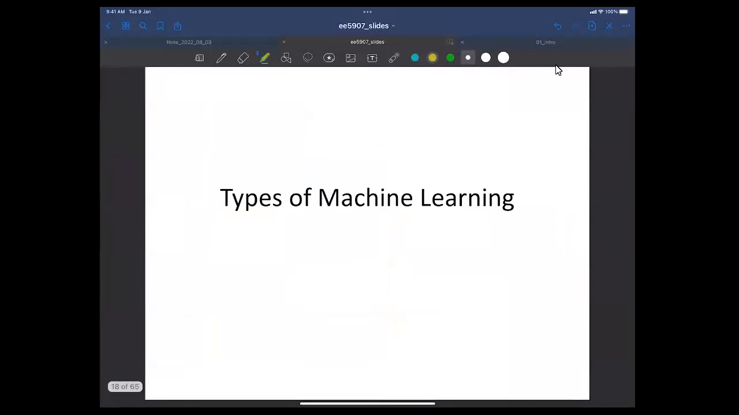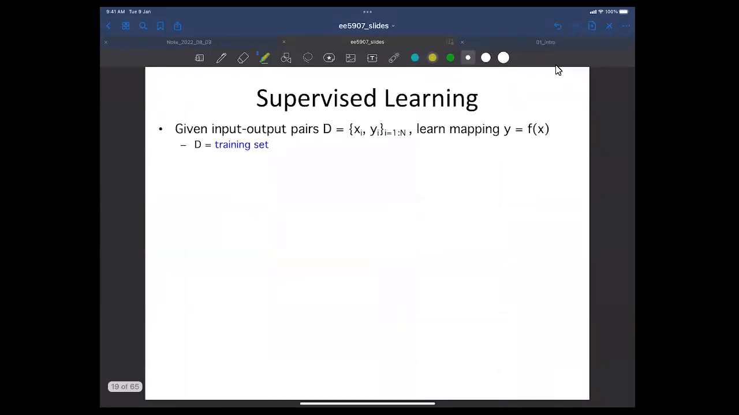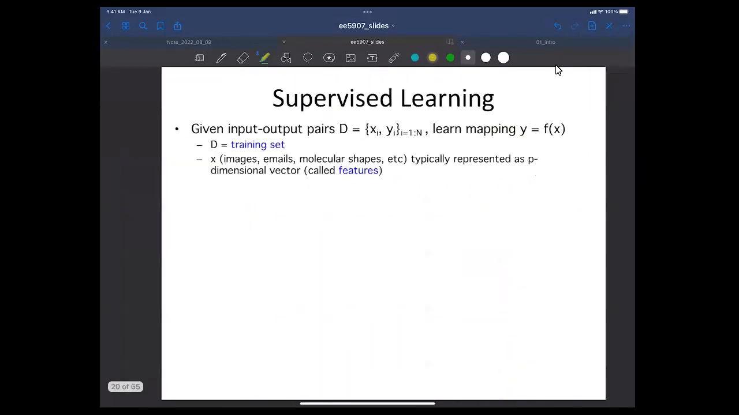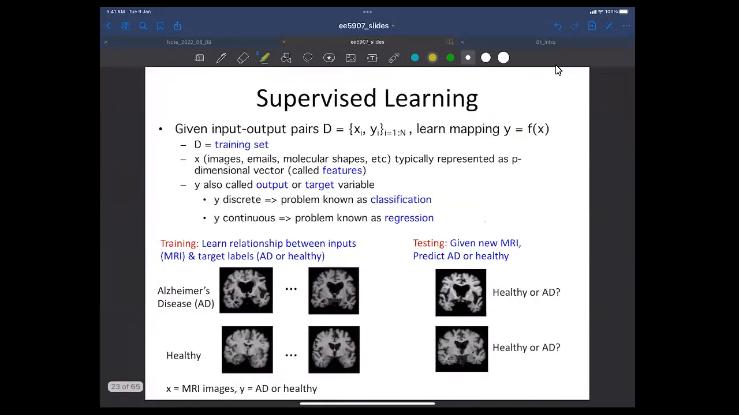Okay, so we also discussed the types of machine learning. We talked about supervised learning. Again, in the definition here, supervised learning is given input and output pairs, right? So in this case, the xi and yi. xi is the data, and yi is the label. So this is supervised. Then you want to learn the model, right?